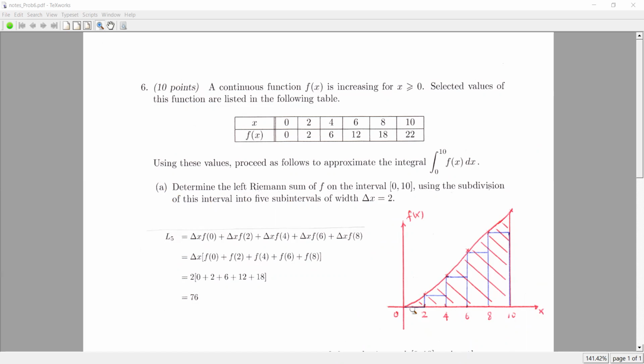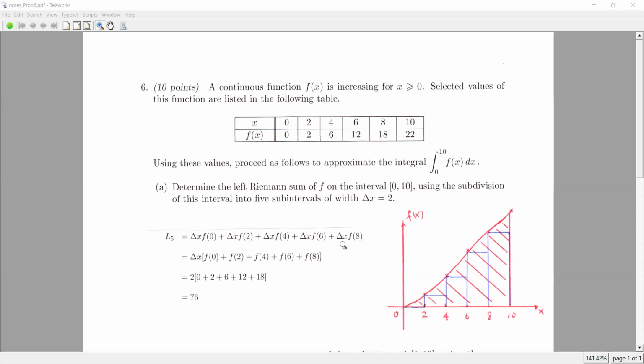The area of the first rectangle is base times height. The base is delta x, which is 2. The height is the function value at the left endpoint of the interval. The second rectangle's area is base times height, delta x times the function value at 2. The third rectangle's area is base times height, delta x times the function value at 4, and so on.